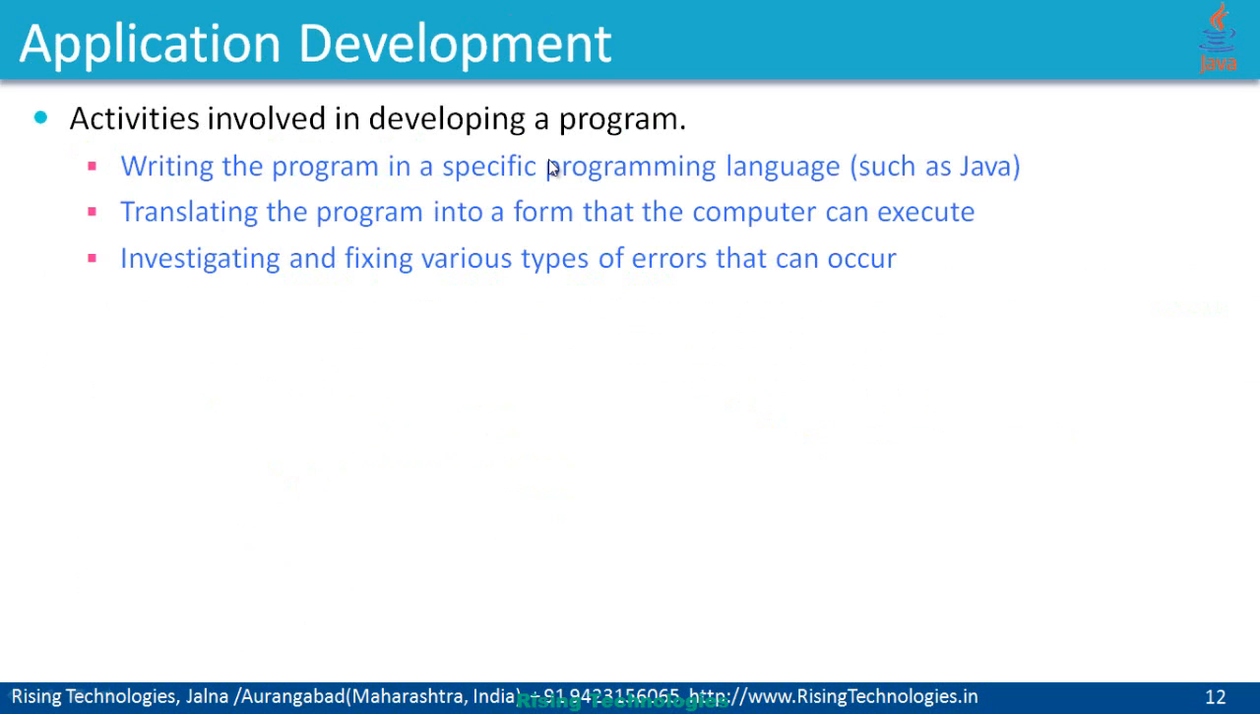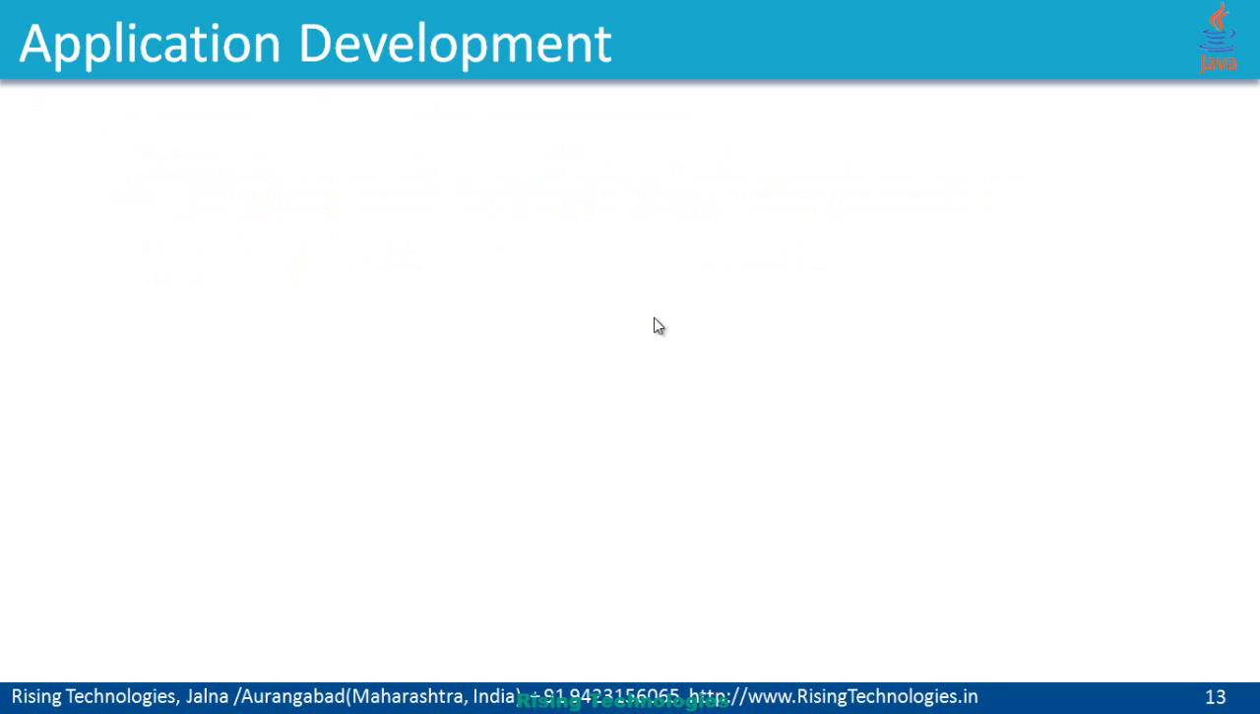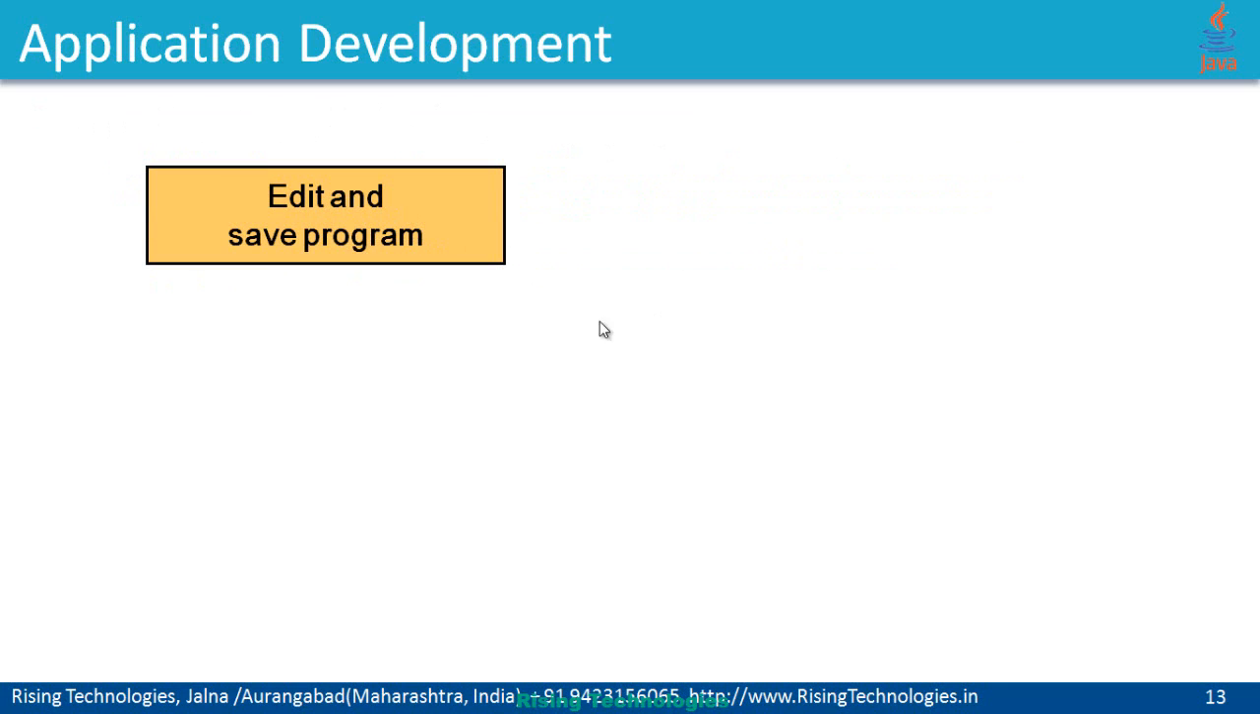Now, what are the activities involved in developing a program? The first activity is writing the program in a specific programming language such as Java. Second, translating the Java program into a form that a computer can execute. And third, investigating and fixing various types of errors that can occur while translating or executing your Java program. So this image will help us clear the idea.